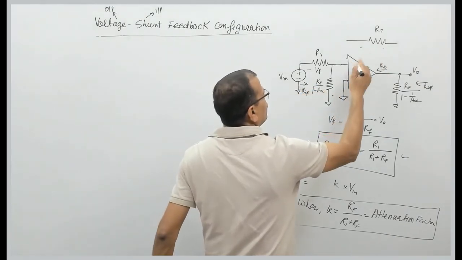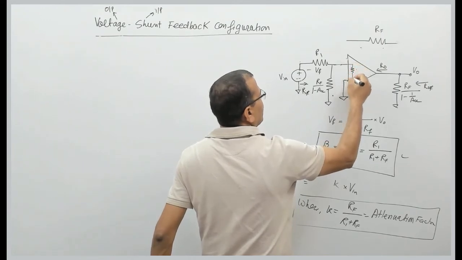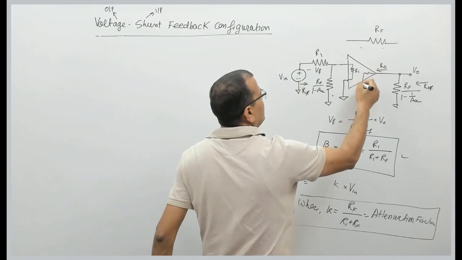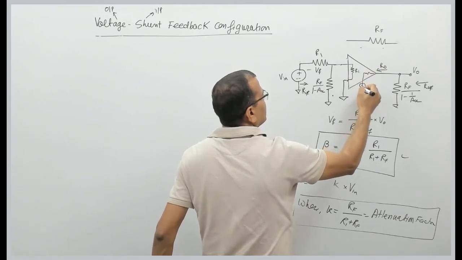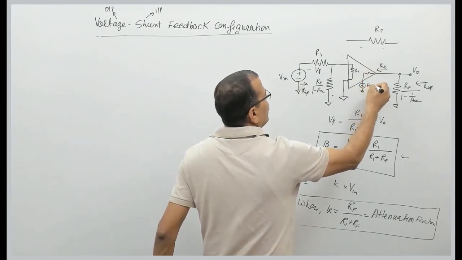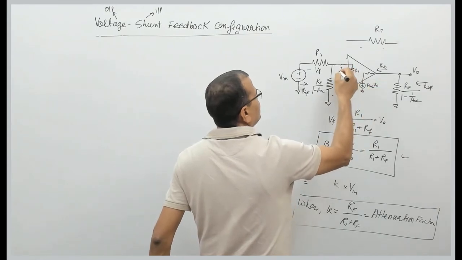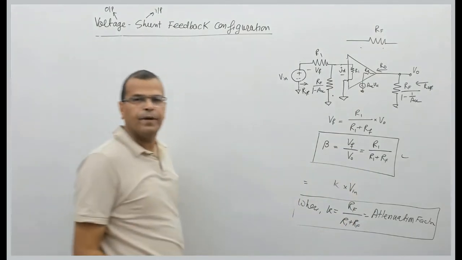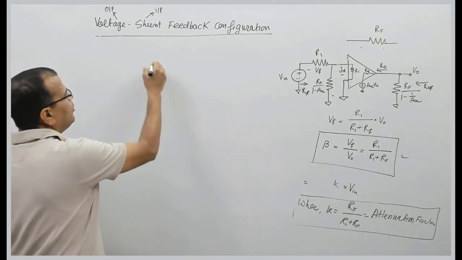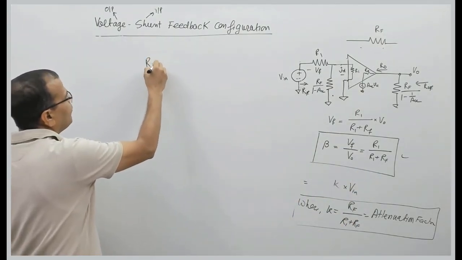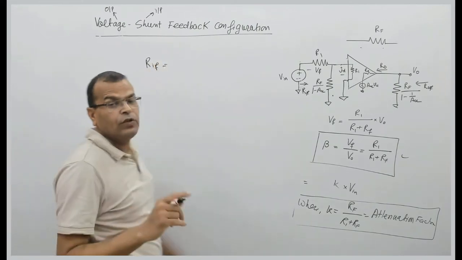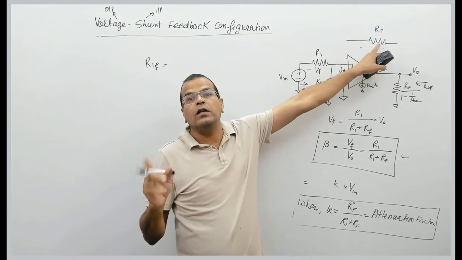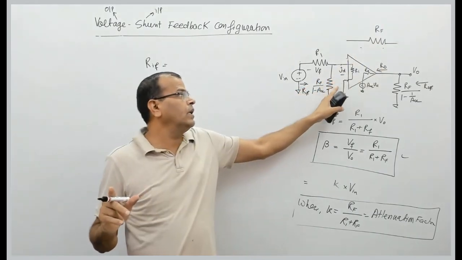And I assume that the resistance on input side is RI, and the resistance seen from here will be something like this. If you remember, that is the equivalent circuit of op-amp, AOL into VD. VD is this voltage. So this resistance is R0. Now the input resistance of op-amp with feedback, that is, input resistance of this circuit where I have transferred this feedback resistance on input side.